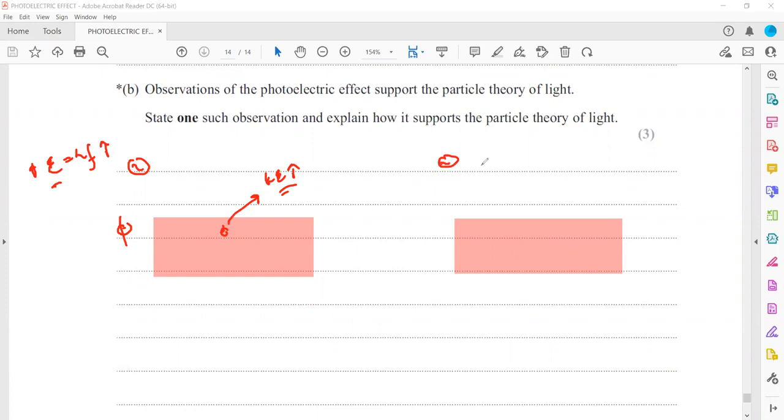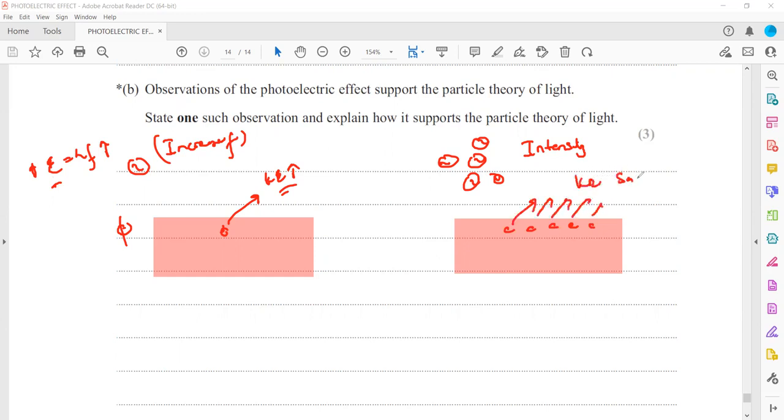But if we keep the energy the same and increase the intensity, what we will observe is that the kinetic energy of the electrons does not change. Increasing intensity means that more photons are there, but the energy is not changing. So, for example, if 5 photons are there, 5 electrons will come out, but the kinetic energy of each electron will be the same. So this is evidence that when we increase intensity, more photons are there, and more electrons will come out with the same kinetic energy.